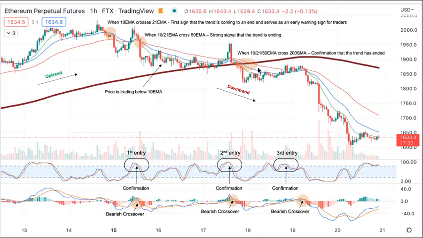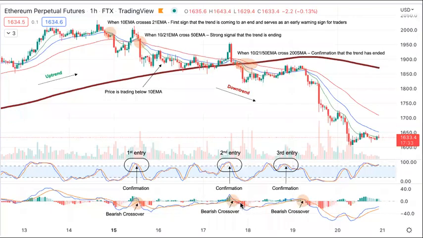So what am I going to wait for? I wait for the 10, 21, and 50 EMA to cross the 200 MA. This is a stronger confirmation that the trend has ended. So when I see this, I look down. If the stochastic RSI is going down, plus there was a bearish crossover, even though this happened after these two signals appeared, I can safely confirm that the trend is going down. Because remember, the 200 MA acts as a very strong support or resistance. This is a breakdown. It's a confirmation of a breakdown of support, plus the stochastic and the MACD also gave bearish signals.